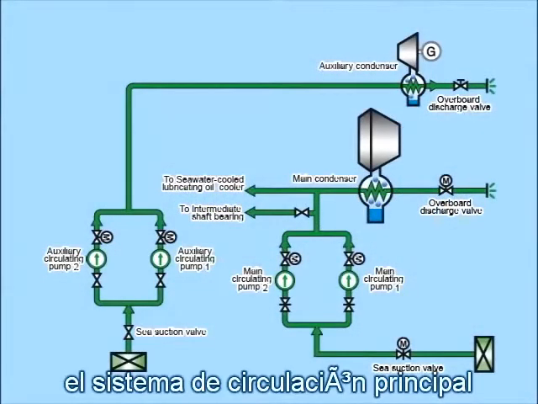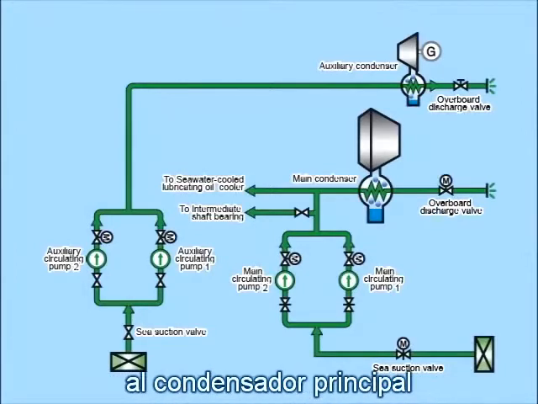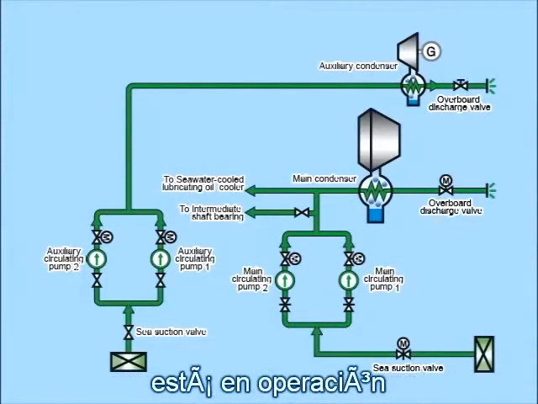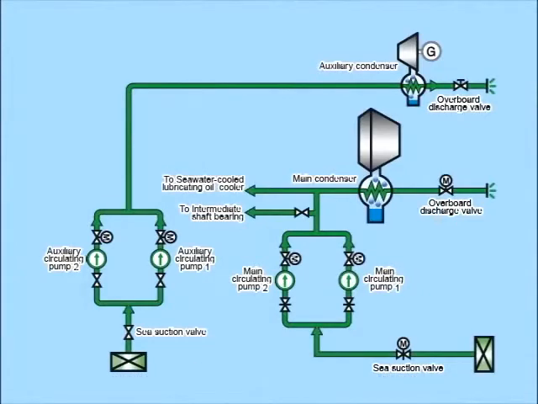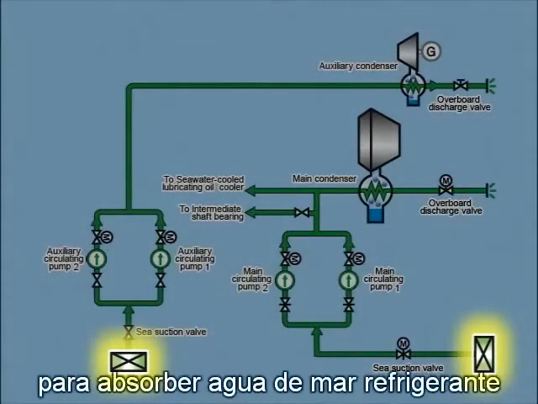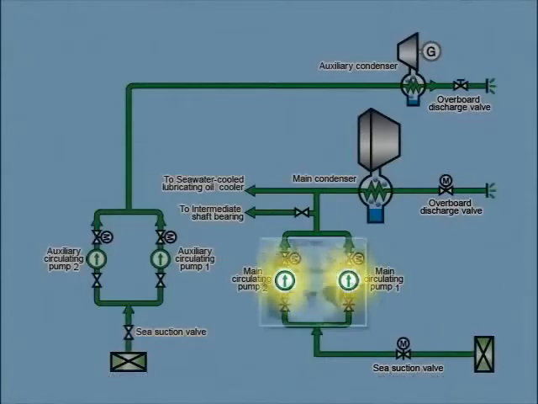The main circulating system is responsible for the supply of cooling seawater to the main condenser and main lubricating oil cooler when the main engine turbine is in operation. The main circulating pump is used to suck in cooling seawater from the sea chest, and the seawater is sent to the main condenser.